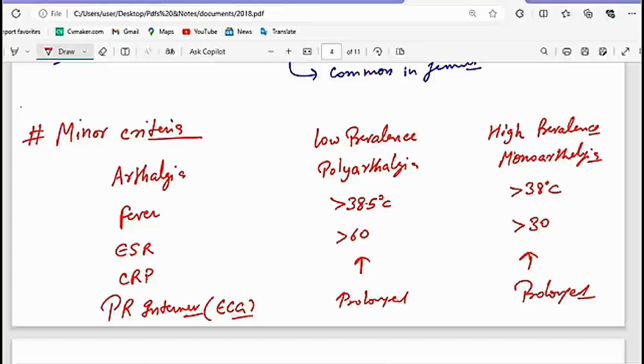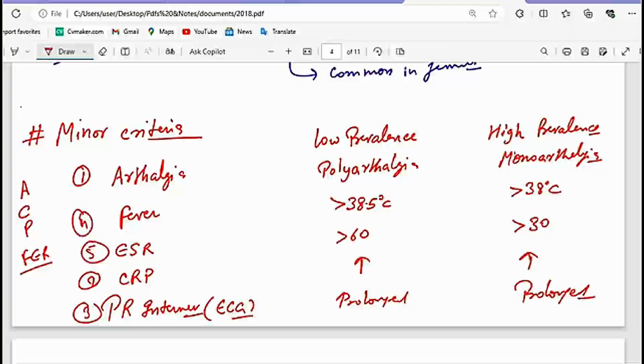So what you have to remember: the first thing you can remember is arthralgia. You can write it like that: ACP, FER. So this is the four. A is arthralgia, C is CRP, P is the PR interval, and FER is fever and ESR.